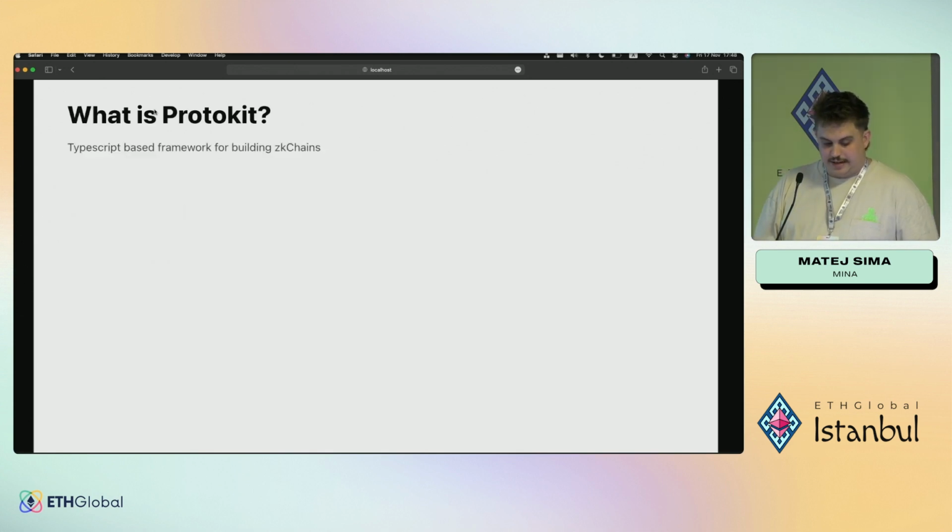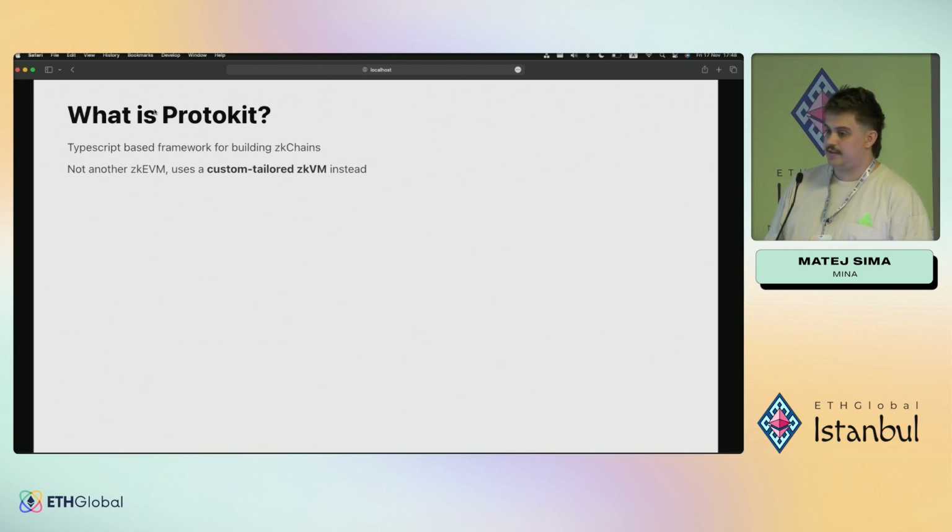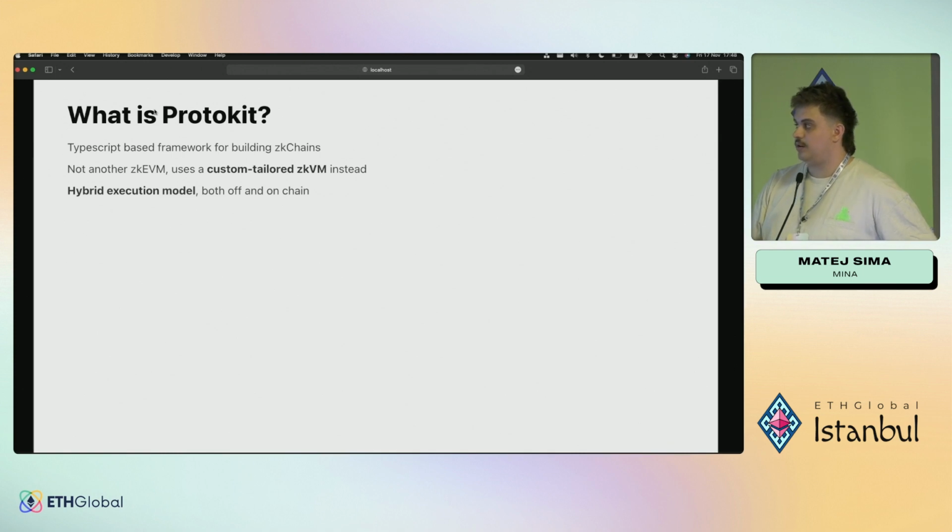So what is Protokit? Protokit is a TypeScript-based framework for building ZK chains. It's not using another ZK EVM. Instead, it uses a very custom, usage-specific ZK VM. It has a hybrid execution model, which means that you can have both off-chain execution and on-chain execution. Therefore, you get all the benefits of the L1 smart contracts plus custom on-chain behavior.